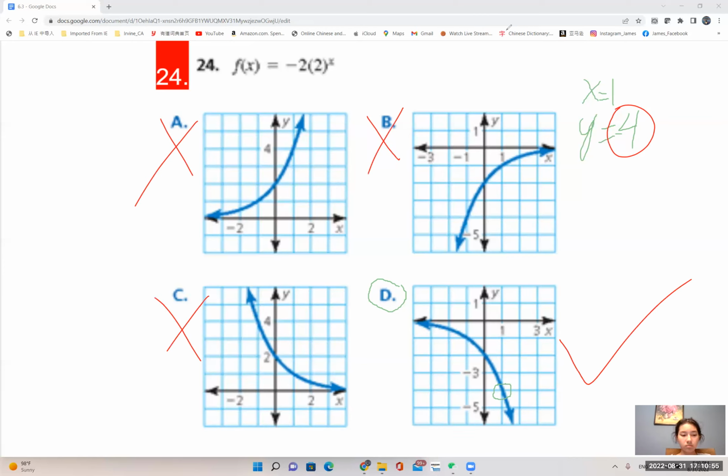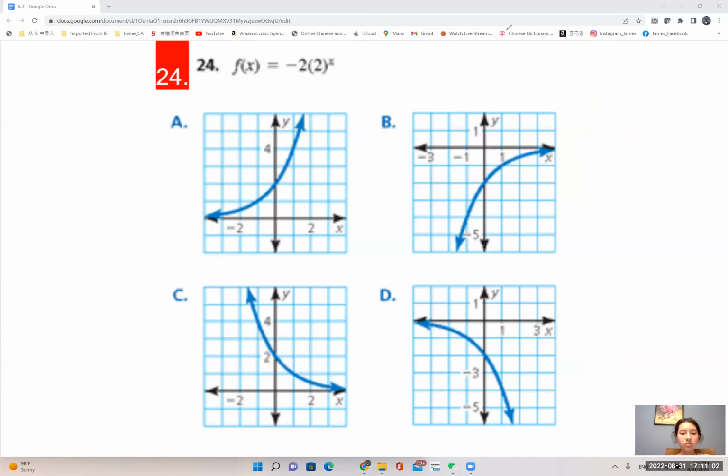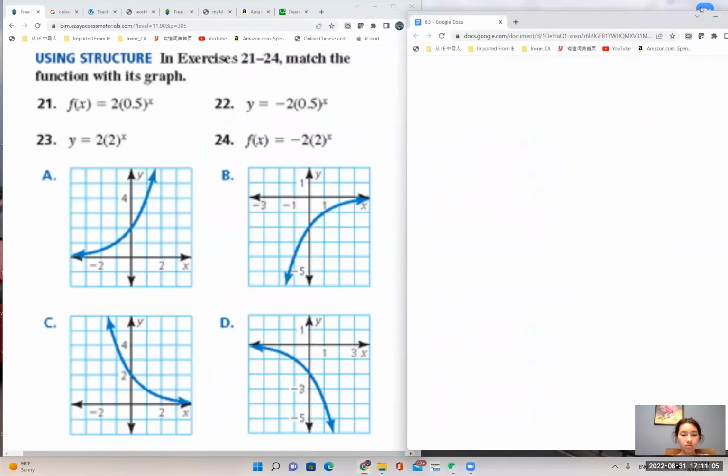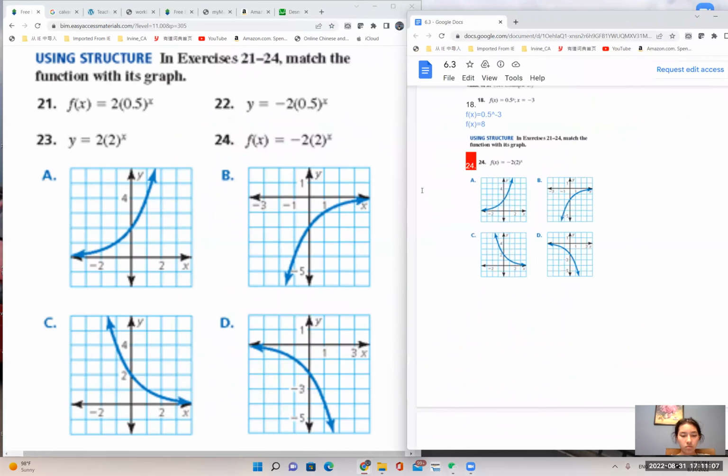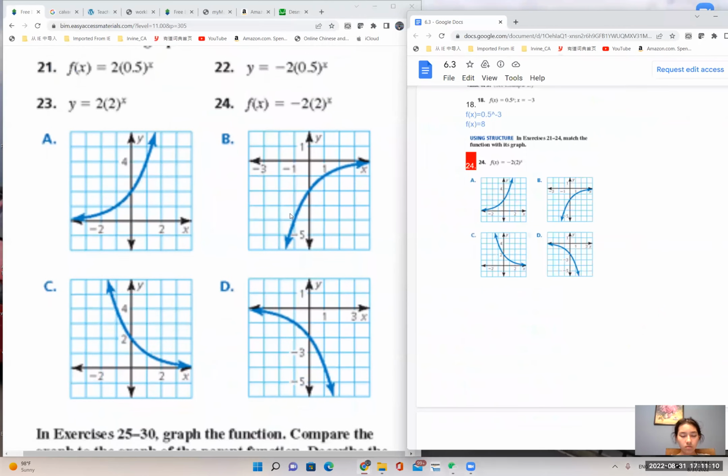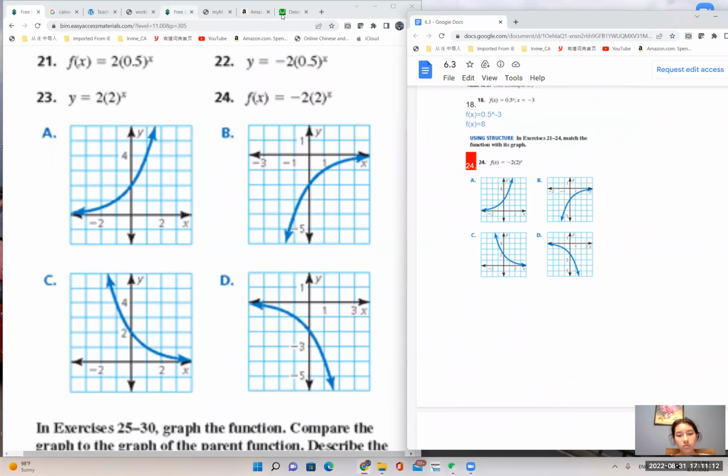So I'll let you do one more. As you mentioned, D is for problem 24, right? Now, can you do 21? Which graph matches the function 21?